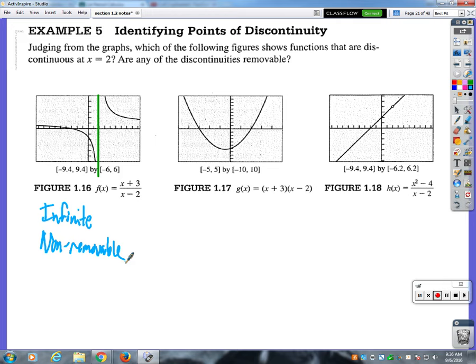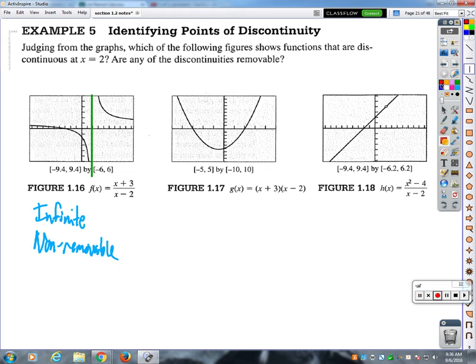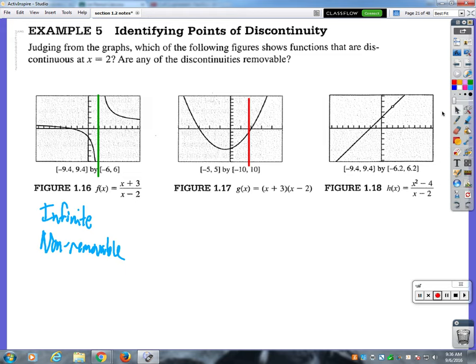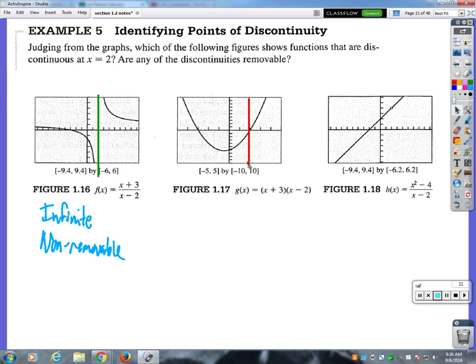All right, how about figure 1.17? If I once again draw a vertical line at x equals 2, do I get a y value at that point? Yes, 0. X equals 2, y equals 0. Okay, so is this graph discontinuous at x equals 2? No, this one is continuous, okay? And once you say that the graph is continuous, then we don't have to worry about this removable or non-removable issue because it's continuous, there's nothing to remove or non-remove. Okay, so then we're just done.